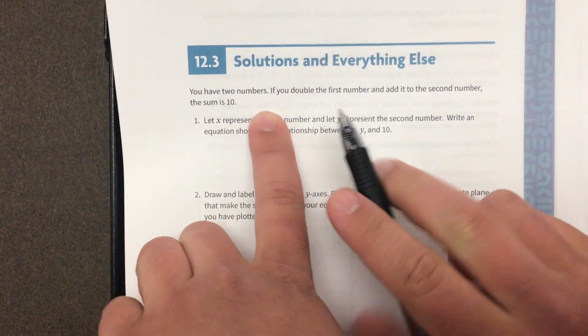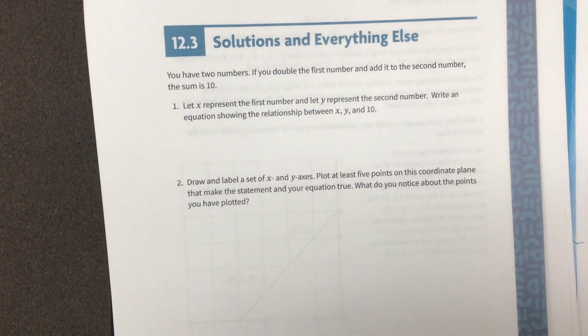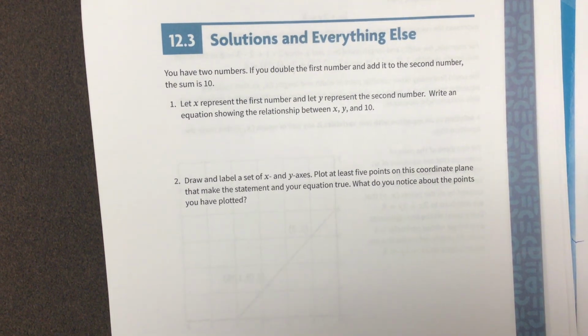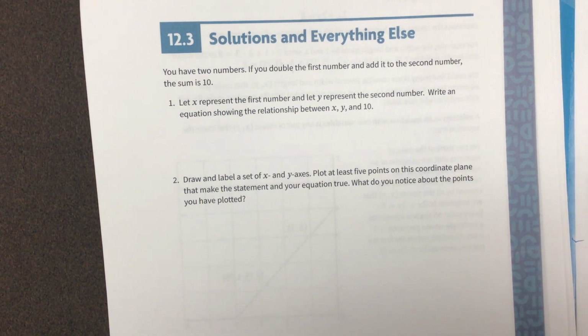All right. 12-3. Kinley, you want to read 12-3 for us? Of course I do. Thank you. You have two numbers. I agree, Kellen. Quit it, I'm trying to read.